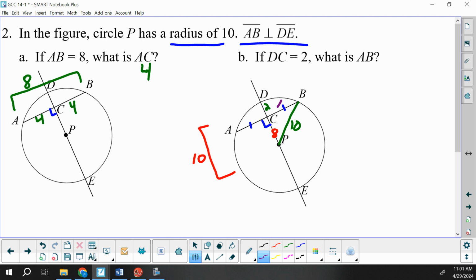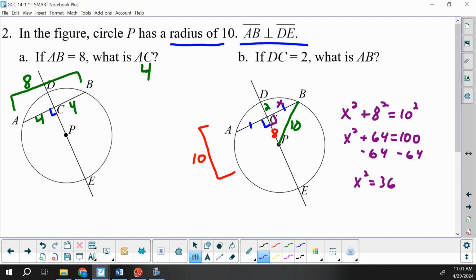Well, now let's just pick a variable that's not in the problem, and we've got a right triangle. So we can do Pythagorean theorem. We can do x squared plus 8 squared equals 10 squared. That'll give us x squared plus 64 equals 100. We'll subtract the 64 over. We'll get x squared equals 36. And if we take the square root of both sides, we get x equals 6.